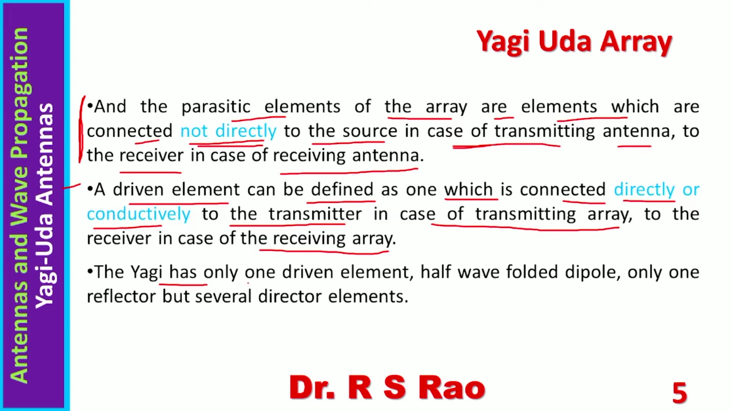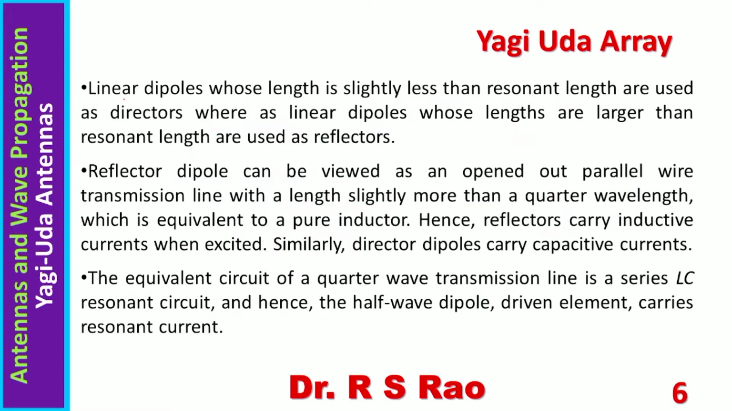The Yagi has only one driven element, a half wave folded dipole, only one reflector, but several director elements, deflector elements. Linear dipoles whose length is slightly less than the resonant length are used as deflectors or directors, whereas linear dipoles whose lengths are larger than the resonant length are used as reflectors.